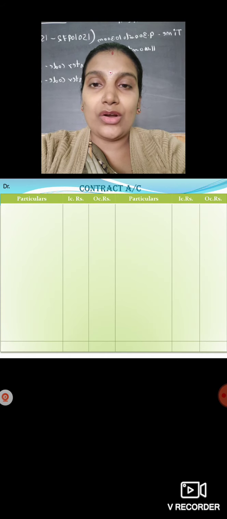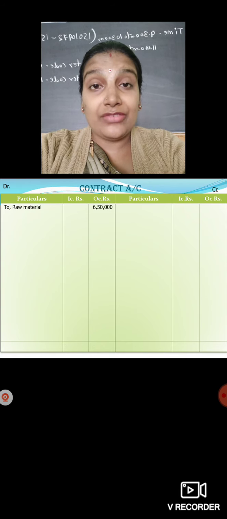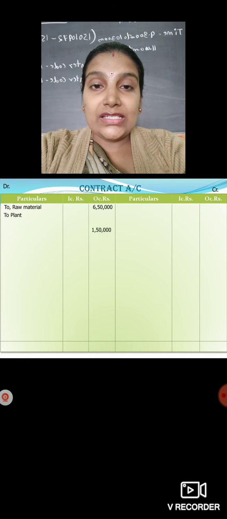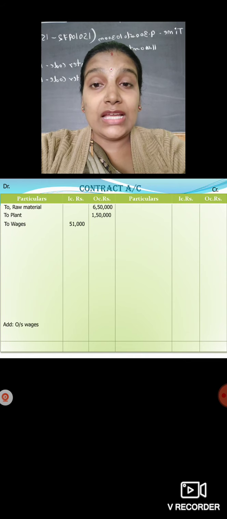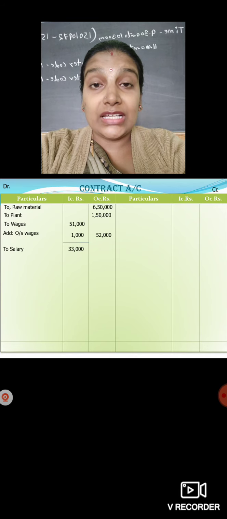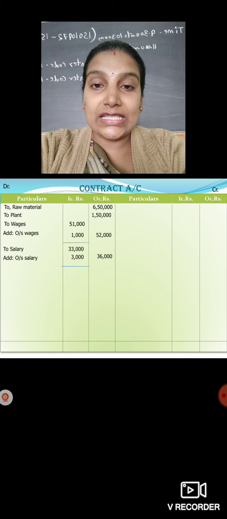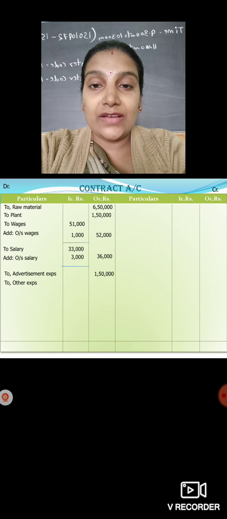So first we'll prepare a contract account here. To raw material we have 6,50,000. Then plant 1,50,000. Wages 51,000, add outstanding 1,000, so total 52,000. Then to salary 33,000, add outstanding 3,000, so total 36,000. Then advertisement expenses 1,50,000. Other expenses 16,000.